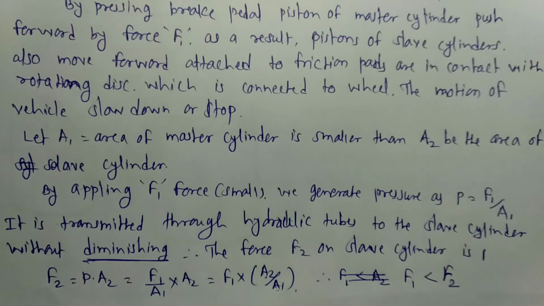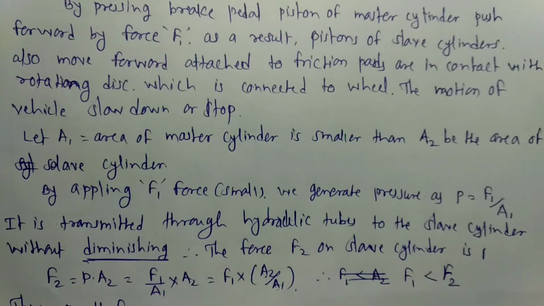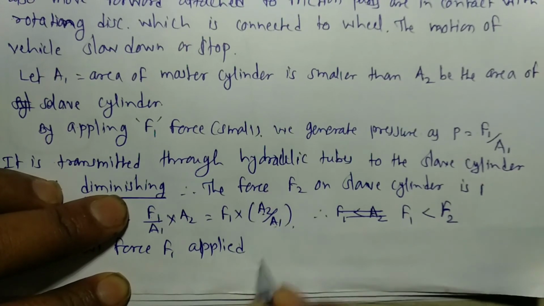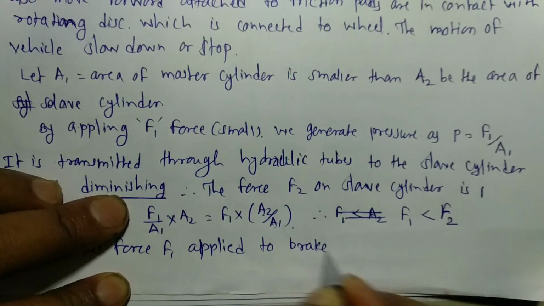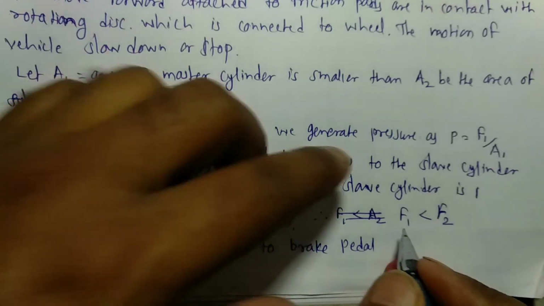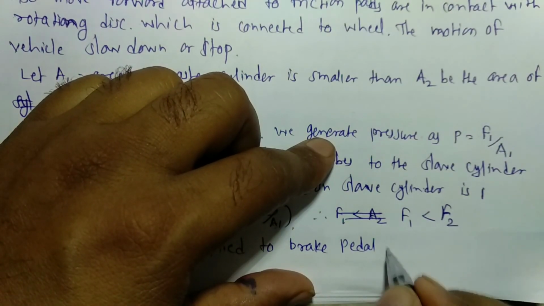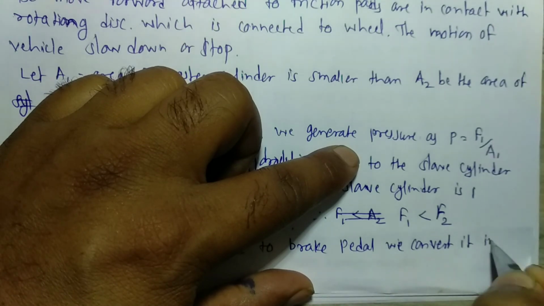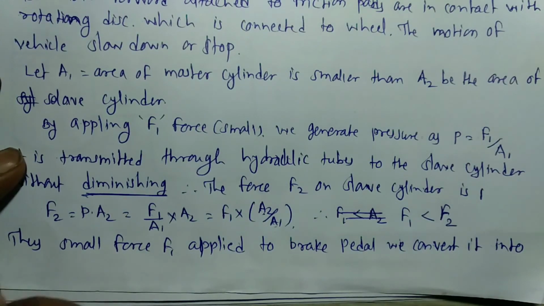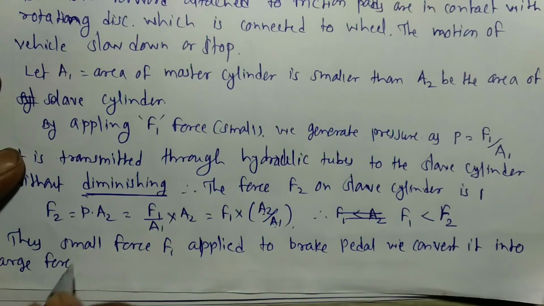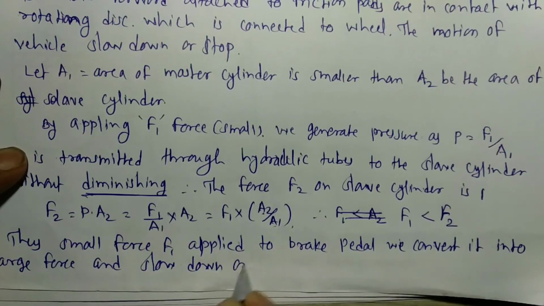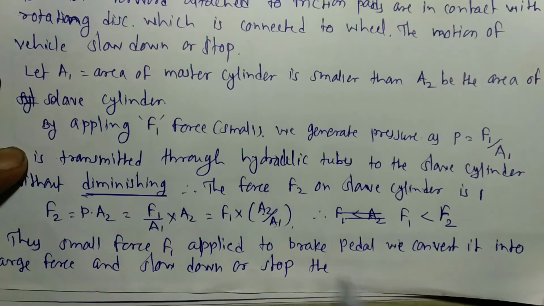Thus, a small force F1 applied to the brake pedal is converted into a large force, and slows down or stops the vehicle.